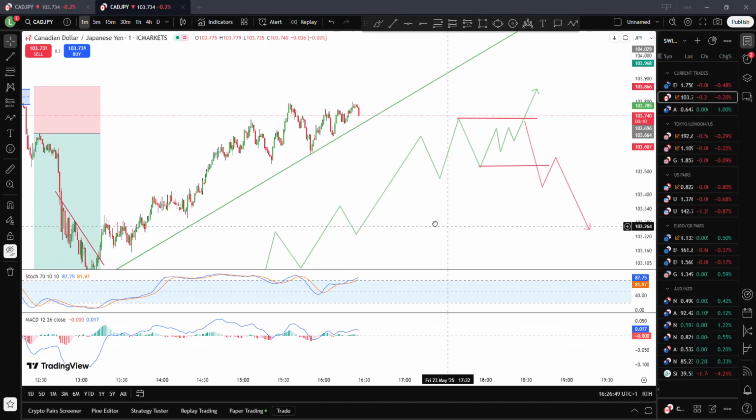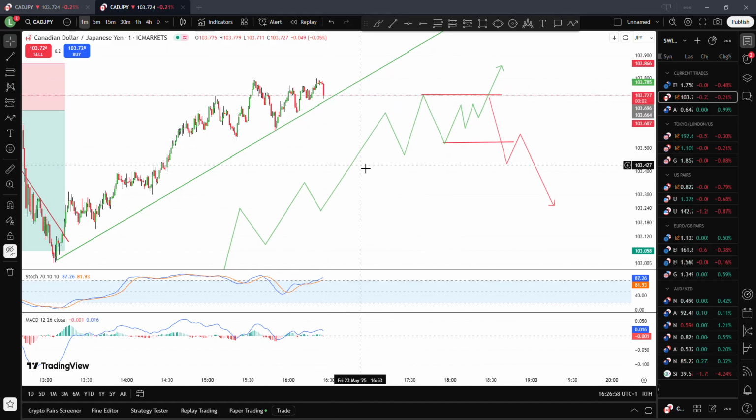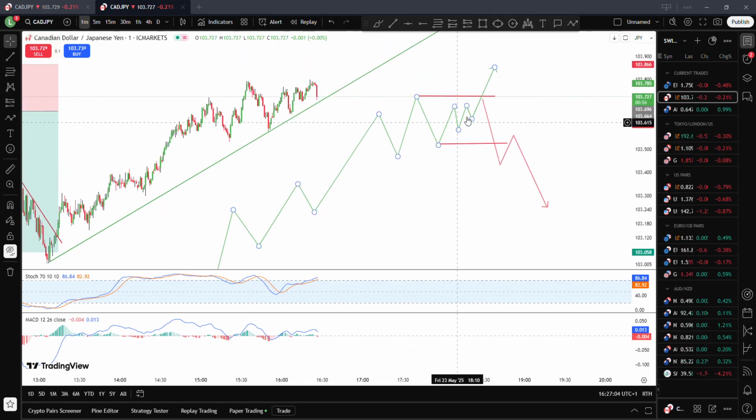And that's all I'm waiting for, really. I'm waiting for a break of this structure, and we can see it now. It's starting to take shape. But this price action is quite simple. When you see this, it's just consolidation and it's bouncing around and it's waiting to make the next move, and that's all it is for me.